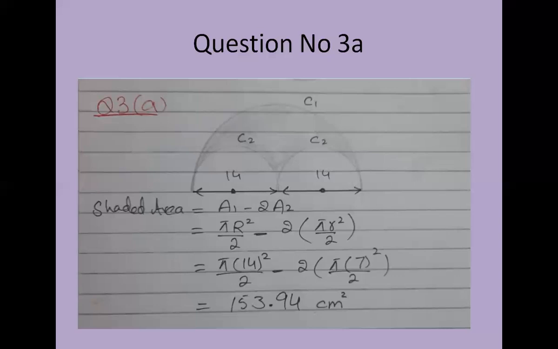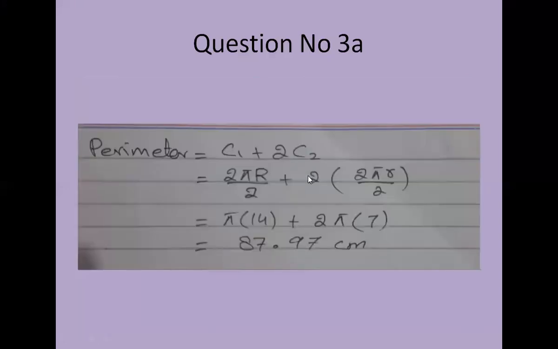Hopefully you understand. And then the second portion of this question was to find the perimeter of the shaded region. The perimeter of the shaded region means the length of the boundary of the shaded region. So this is the big arc, and these are two small arcs. This big arc is an arc of the semicircle. I can find out C1 plus 2 times C2.